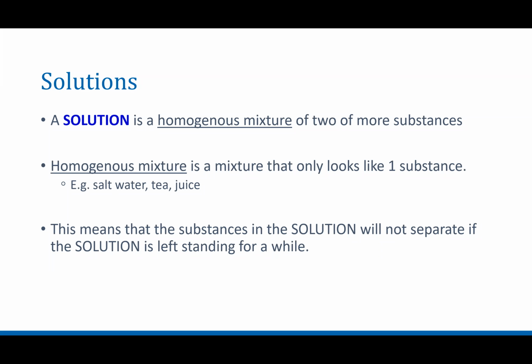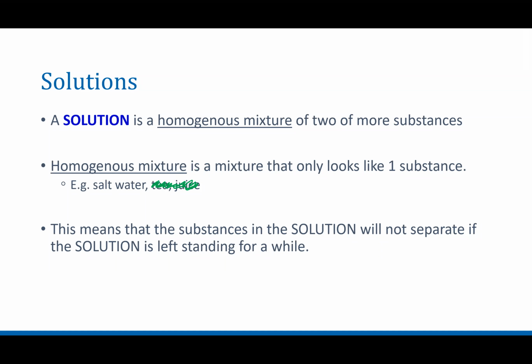Now, what do I mean by homogeneous? Well, in my opinion, I think there's a mistake on this slide. I don't think tea or juice are actually homogeneous. I didn't make this particular unit, but I don't think tea or juice are homogeneous.